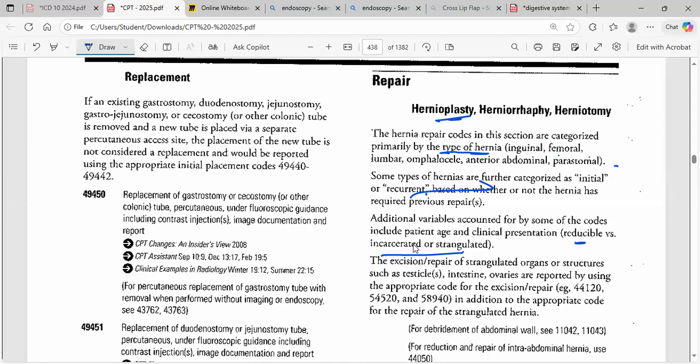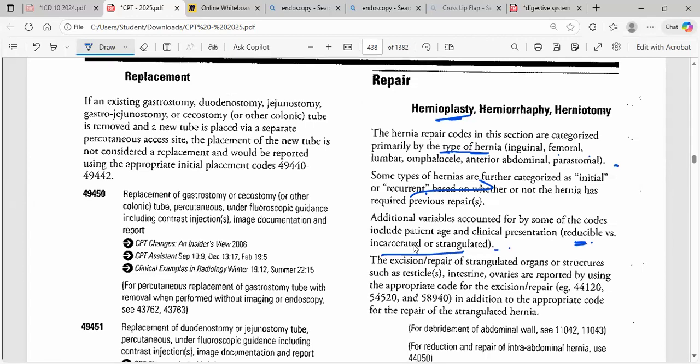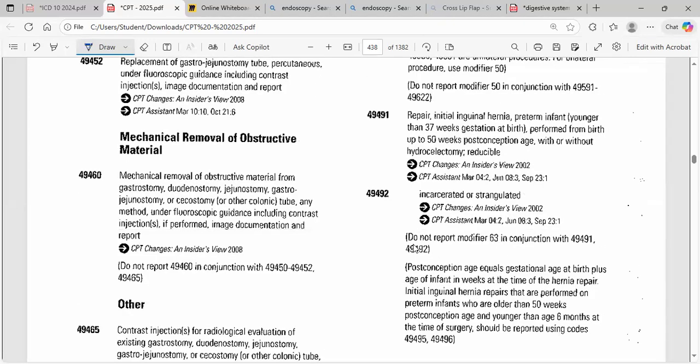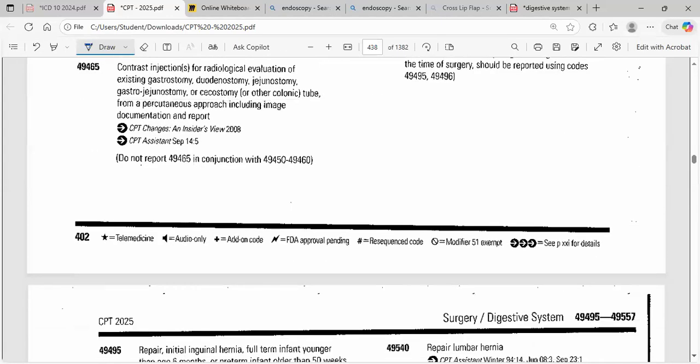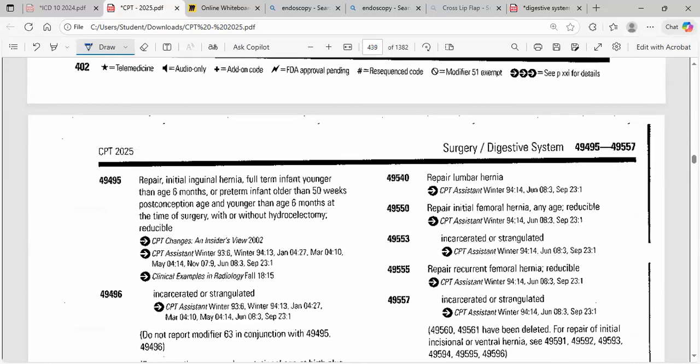Strangulated means it's stopping or affecting the blood supply, whereas reducible means that we are able to reduce the hernia. So whenever you are going to bill the herniorrhaphy, you have to first see the type of hernia, the age of the patient, as well as whether it is an inguinal hernia, femoral hernia, or the location of the hernia. So these three things you have to make sure of before billing for the hernia. Any questions in the hernia topic?